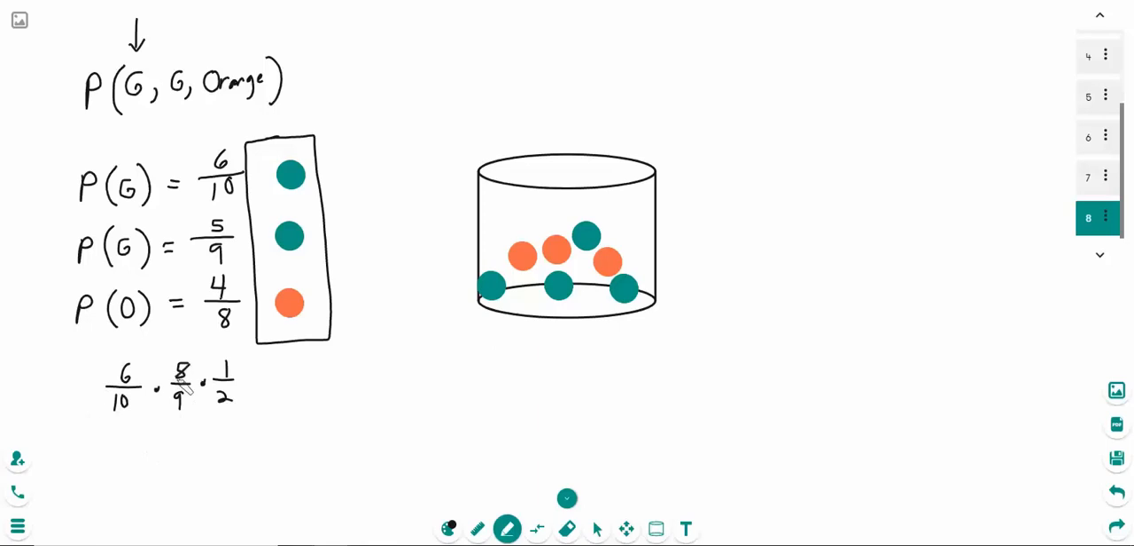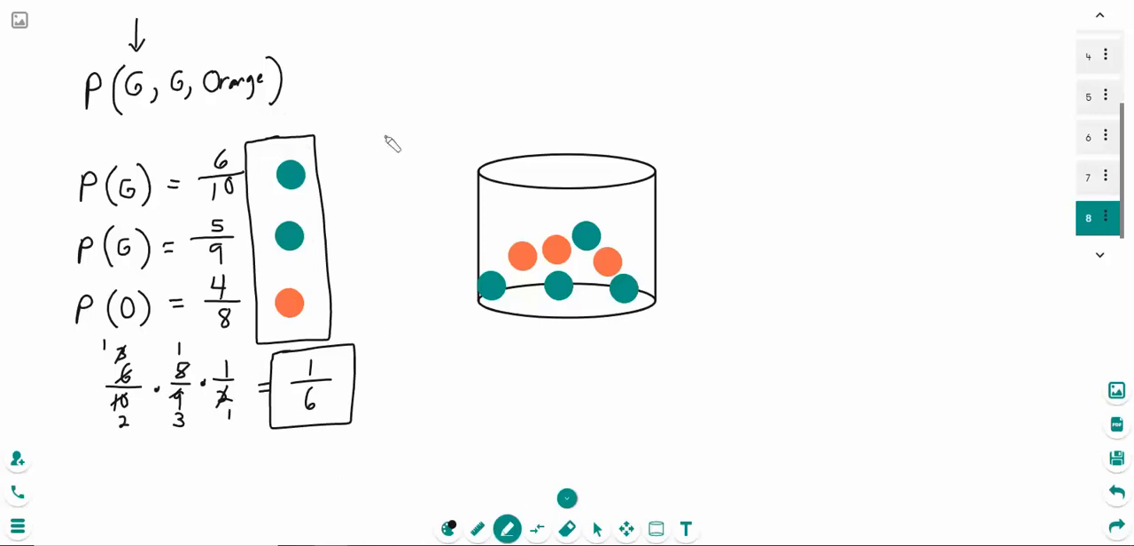Now, I could just say this will reduce. 5 can go into itself once. 5 can go into 10 twice. So I'll reduce that. I can reduce this 2 into this 6. Take out some numbers there. And now I can even reduce this 3 into this 9. So that should make it all easier to multiply. And the numerators now, all I have left is 1. Denominators, I have 2 times 3 is 6, so it's 1/6. So the probability of getting a green, green, and then an orange is 1/6.